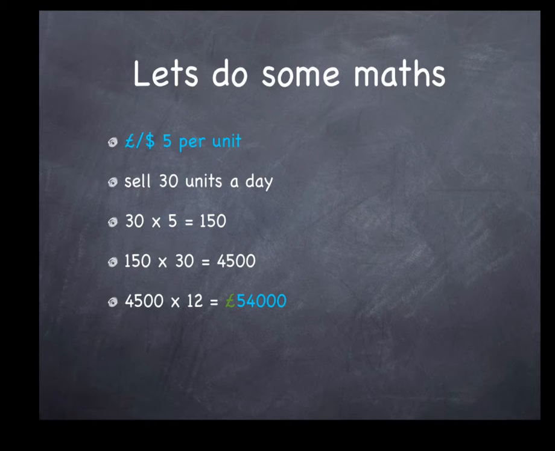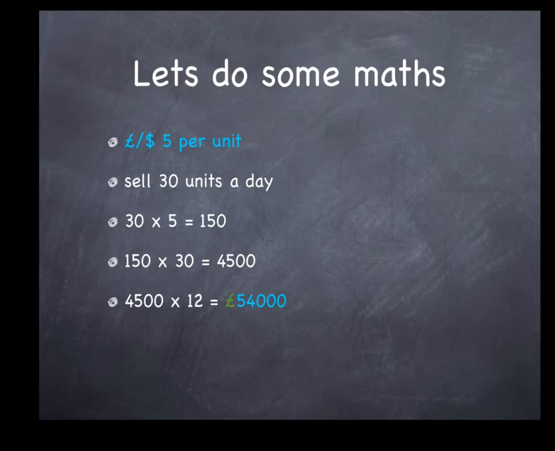So if you were selling 30 units of one particular product between 3 variations a day, and each was making you either $5 or £5 per unit, you're making $150 or pounds a day, which means if you multiply that with 30 days, an average month, you're making about 4,500. And if you calculate that yearly, that goes up to $54,000 or pounds.